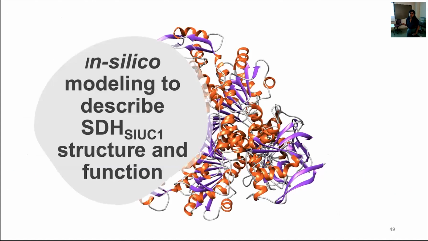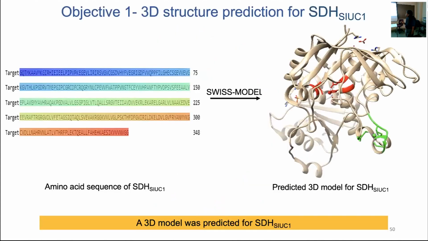The next section of our work was to use in silico modeling to describe the structure and function of this enzyme. This part of the study was led by Dr. Sandhya Jayasekara. First of all, we predicted a 3D structure for the enzyme. Using the amino acid sequence, we used the SWISS-MODEL software, which is web-based software, to predict models for the amino acid sequences.